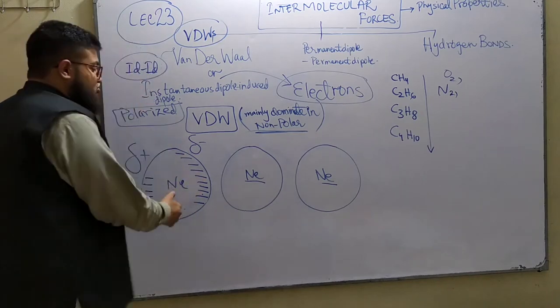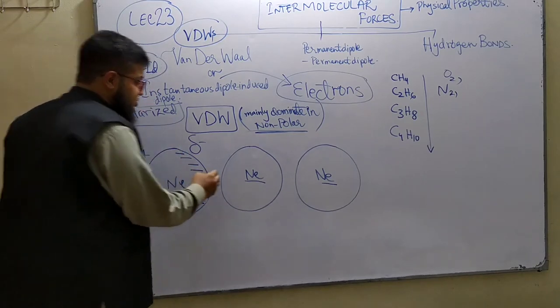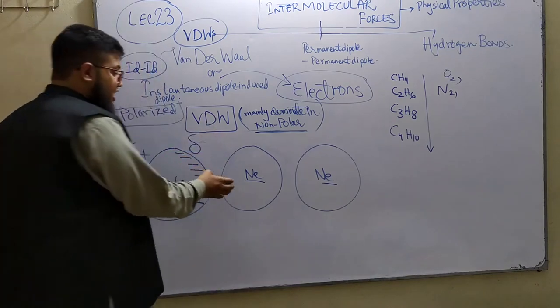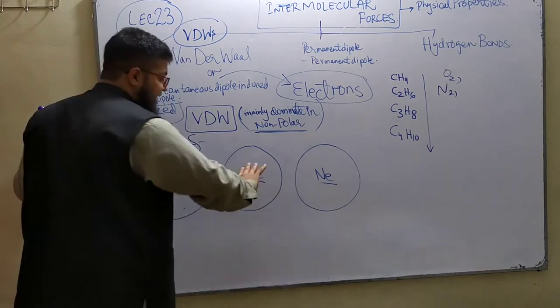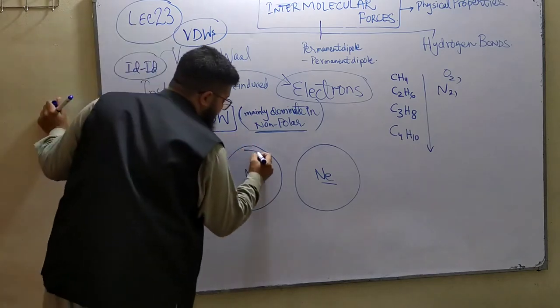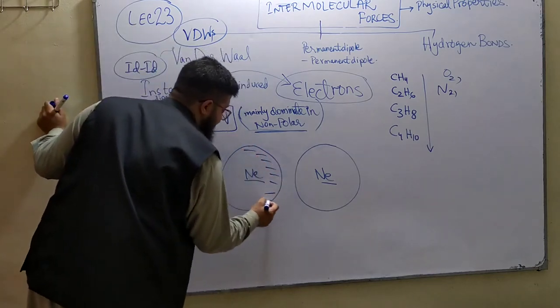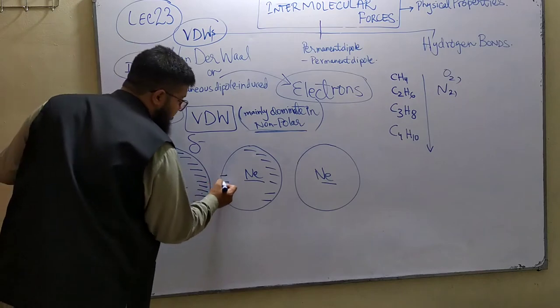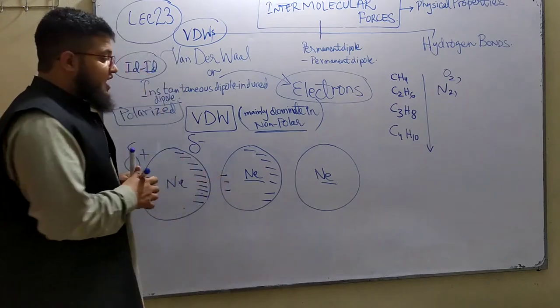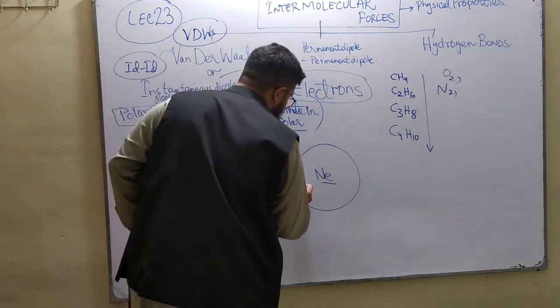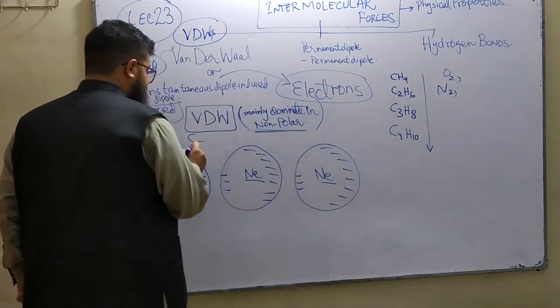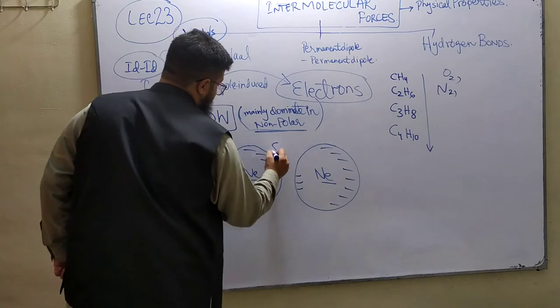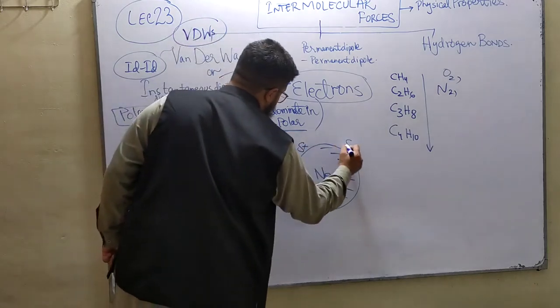Since these electrons are negatively charged, they cause the neighboring atom's or neighboring molecule's electrons to repel. They repel the neighboring electrons to the opposite side, because the other electrons are also negative, and on this side very few electrons would be left. The chain continues throughout the neighboring molecules. This is partial negative, this is partial positive, and again partial negative, partial positive, and partial negative.